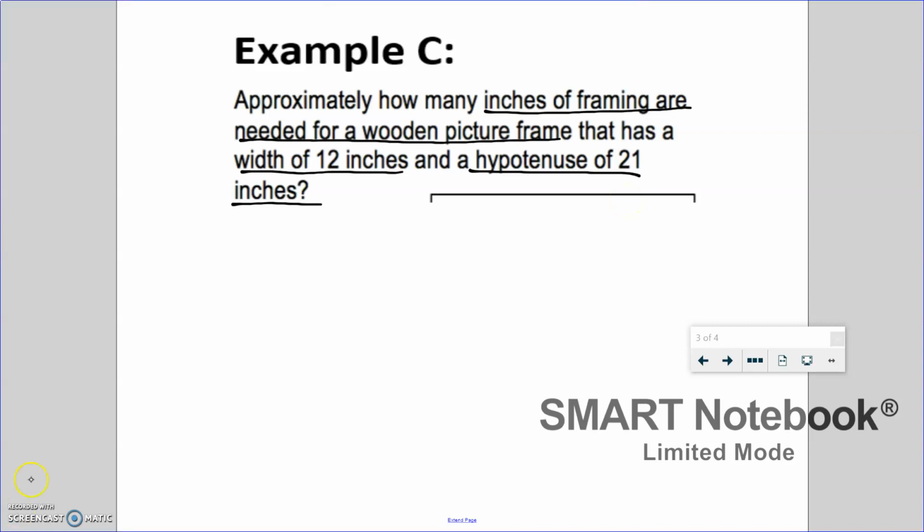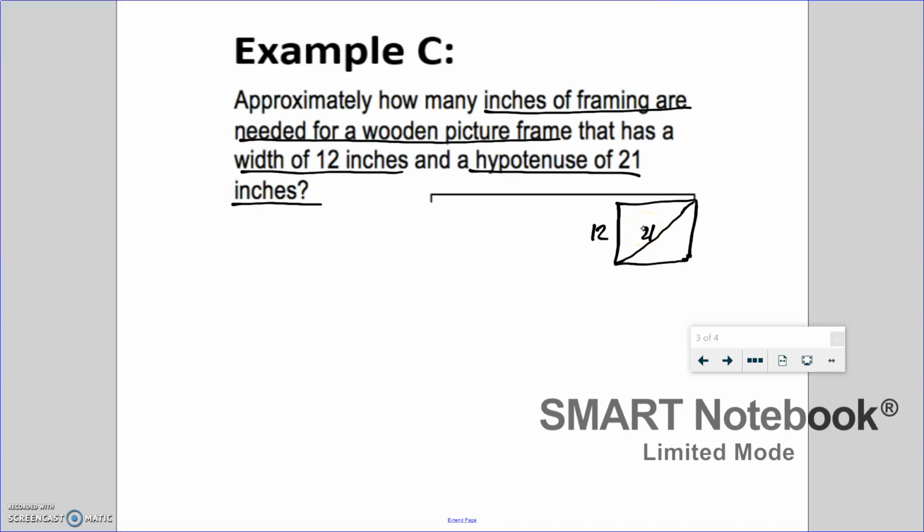Okay? So I know a picture frame is in the shape of a rectangle or square. So I'm going to draw that, and then I'm going to draw a diagonal. Now it says approximately how many inches of framing will be needed. Well, for a wooden picture frame, that means I'm looking for the perimeter. But in order to find the perimeter, I must first figure out what the length is. So we know the width is 12 and we know the hypotenuse is 21. So we know the diagonal is 21.